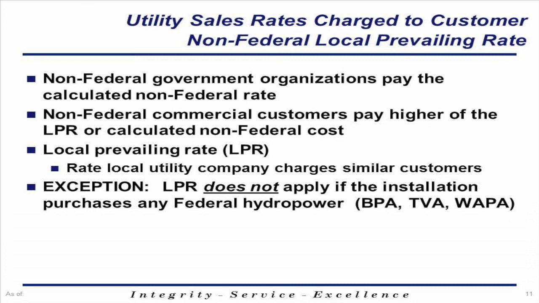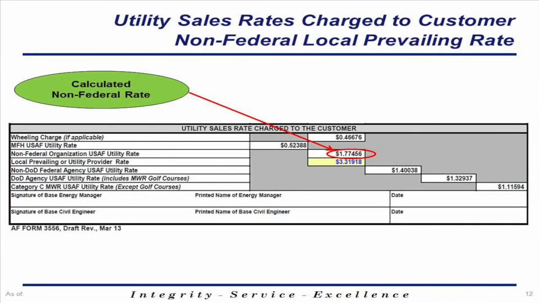So after the non-federal rate is calculated, it must be compared to the local prevailing rate to determine the rate for commercial non-federal entities. The reason for this is the base does not want to compete for customers of the local utility by providing cheaper service. This is shown on the next slide.